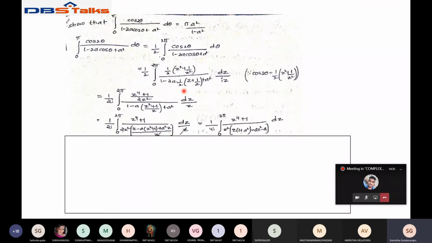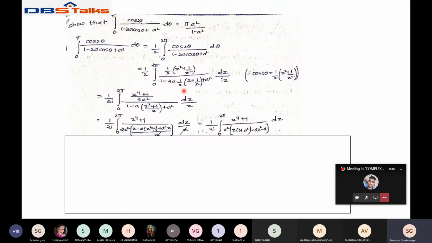So the next problem is, show that the integral from 0 to π of cos 2θ / (1 − 2a cos θ + a²) dθ equals πa²/(1 − a²). So, solution. This is a different problem. In this problem, cos 2θ, as in previous problems, we substitute cos θ = (1/2)(z + 1/z), and cos 2θ = (1/2)(z² + 1/z²).